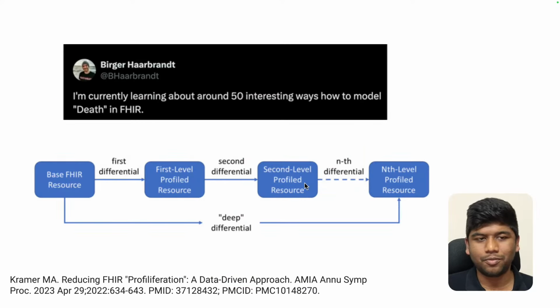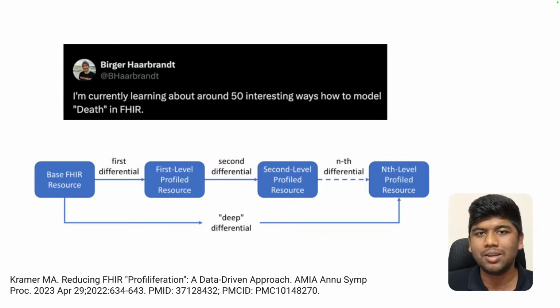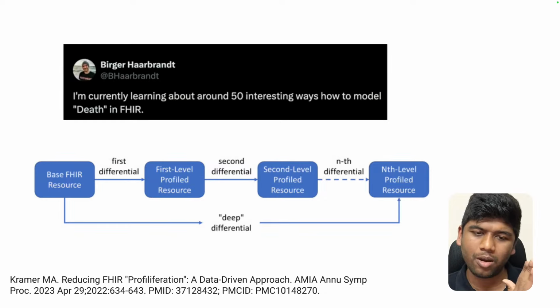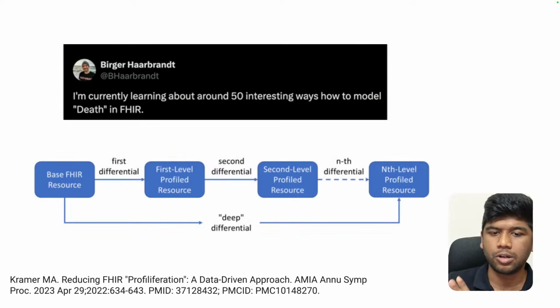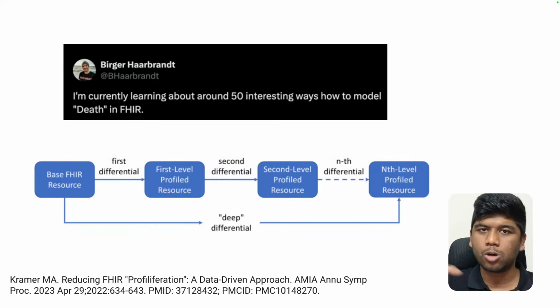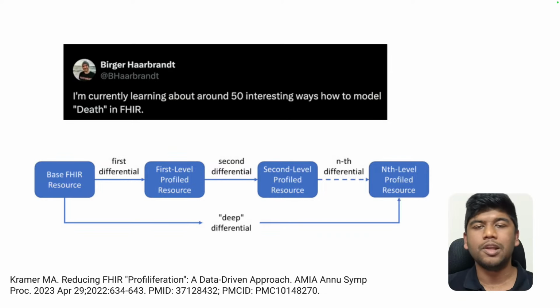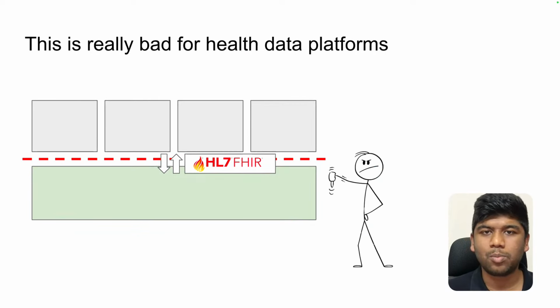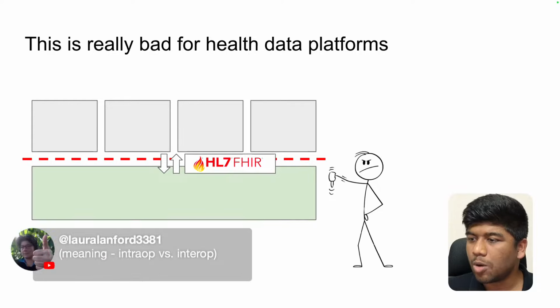And again, there are funny things in FHIR where someone is like, I'm learning 50 interesting ways to model death in FHIR. But again, this is not a joke, because there are easy ways to do this. Because what happens in FHIR is that you have the international FHIR core, and then someone profiles on top of that, like US Core, but then someone takes US Core and extends it further, right? So you keep having this thing called profile proliferation where everybody keeps extending and doing their own thing, and then finally you have 50 different ways of representing the same data point. Now, this is really bad for health data platforms, because what happens if each application puts it in differently? And again, I see someone in the comments talking about interop versus intraop.